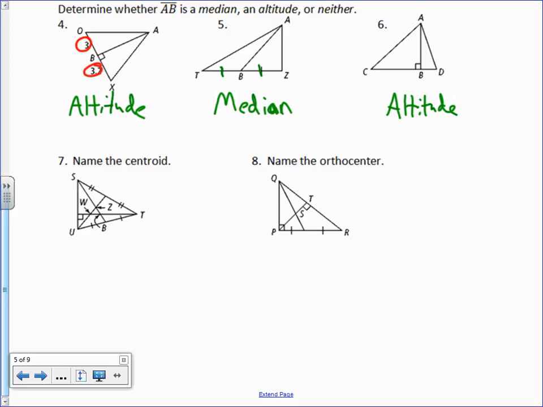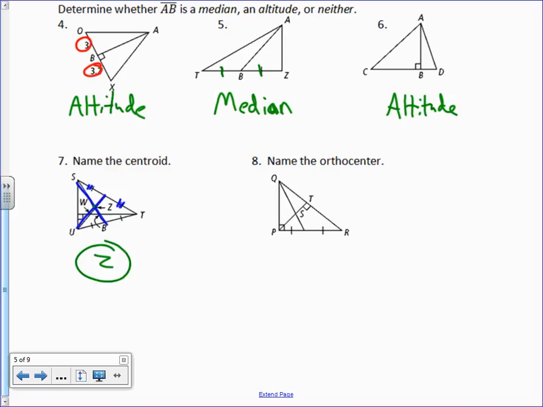So the medians would be, let's see, I'll use blue to show the medians. If this is congruent to this, then this line would be the median because it goes from the midpoint to the opposite vertex. Looks like this one as well. And that's all you need. All you need is 2 of the medians to tell where the centroid is because they're all going to intersect at the same point. So that would be point Z.